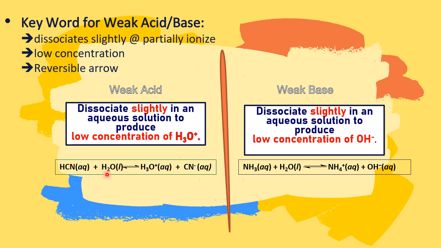HCN ionizes in water to produce H3O+ and CN-. For a weak base, ammonia ionizes in water to form ammonium and hydroxide ion. So this is the base, with its conjugate acid. This is the acid, with its conjugate base.